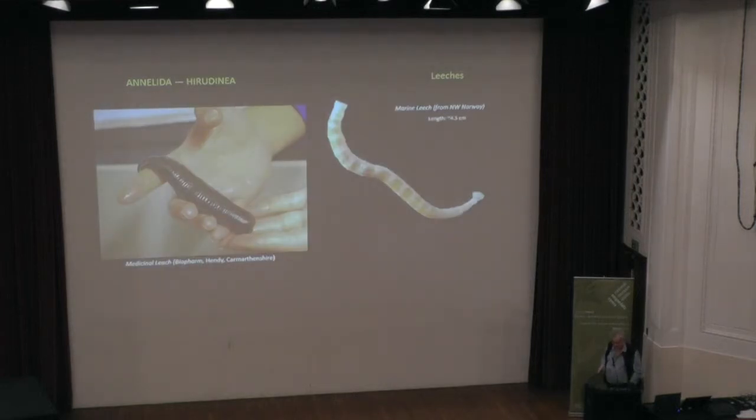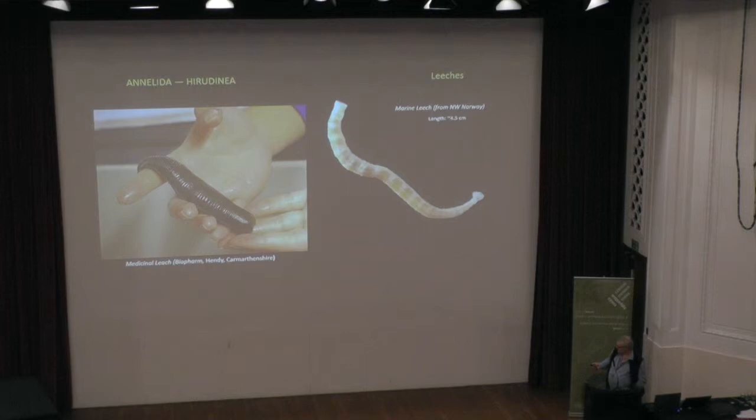Leeches, there's quite a few leeches around. This one's a medicinal leech from Biofarm. They farm them outside Swansea, and they use them for medicinal reasons, to keep the blood flow going in certain operations, or where people have had maybe a finger knocked off or something, to keep the tissue healthy. And I think they breed them for fishing as well.